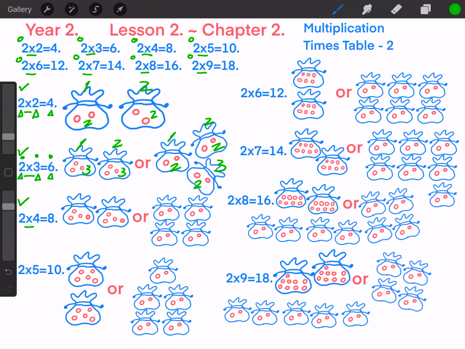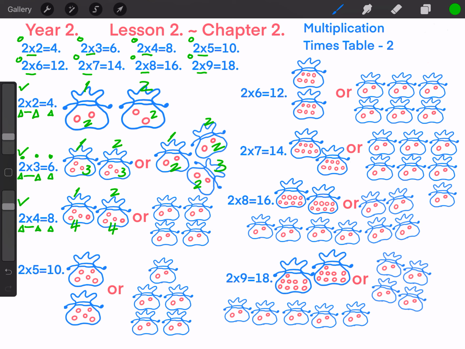Two times 4 equals to 8. First possibility, there are 2 bags. Bag 1, bag 2. And in each bag, there are 4 marbles. 4 marbles in bag 1, 4 marbles in bag 2. So totally, we have 8 marbles. 2 times 4 equals to 8.